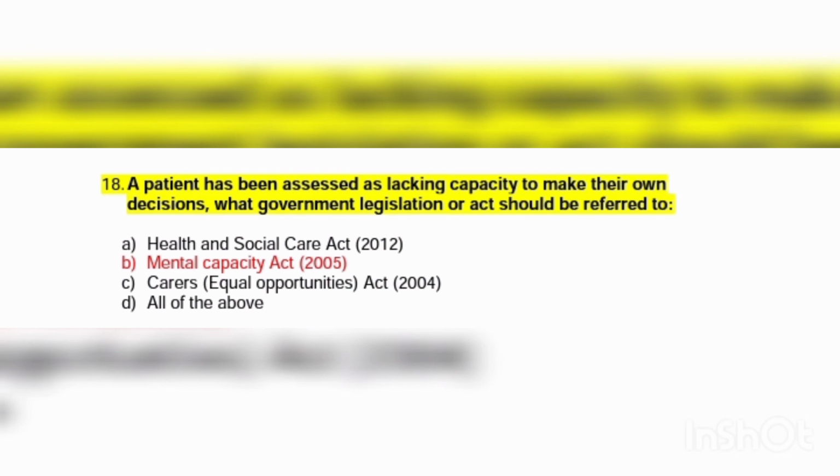Question number 18. A patient has been assessed as lacking capacity to make their own decisions. What government legislation or act should be referred to? Option A, Health and Social Care Act. Option B, Mental Capacity Act. Option C, Carers Equal Opportunities Act. Option D, all of the above. Option B, Mental Capacity Act is the right answer.